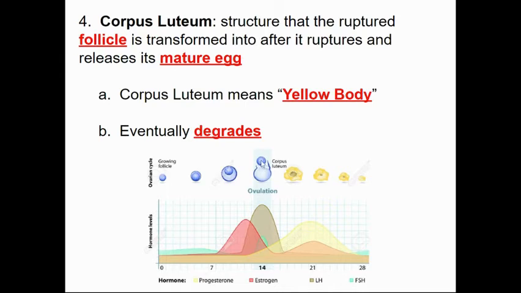So in here there is the secondary oocyte and a protective layer of cells around it called the corona radiata. But this ruptured layer of cells is still inside the ovary. The fluid has been released. Now it closes back up. It transforms into a glandular structure called the corpus luteum. And then eventually that's going to degrade over time.